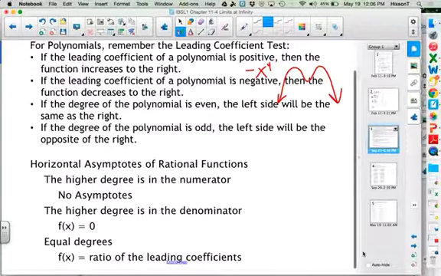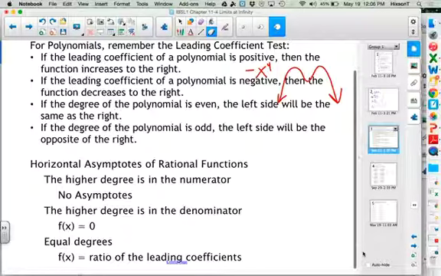The other thing we already pointed out is the relationship of these horizontal asymptotes to the limits as x is approaching infinity or negative infinity. Okay?